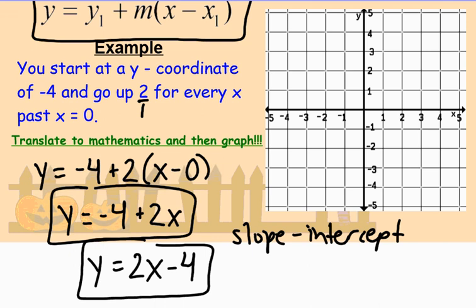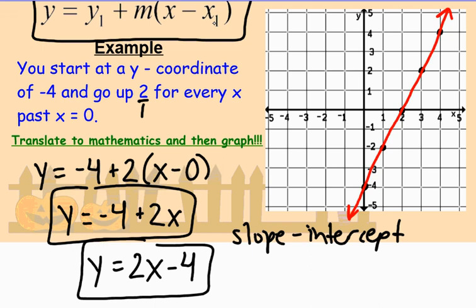I can then graph this. Start at -4, go up 2 over 1, up 2 over 1, up 2 over 1, up 2 over 1. I've got my points. I draw on my line. And naturally, point slope form will go to y equals mx plus b. Y equals mx plus b is a special case of point slope form. It's the case when your x-coordinate is 0.